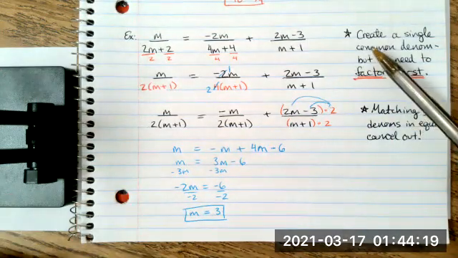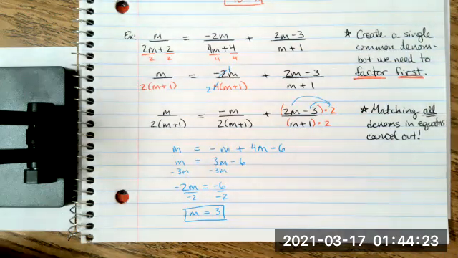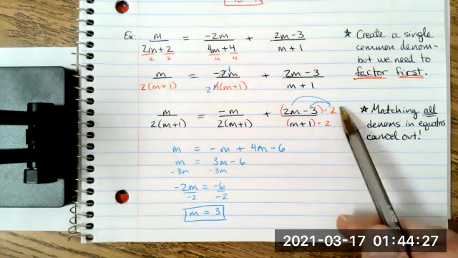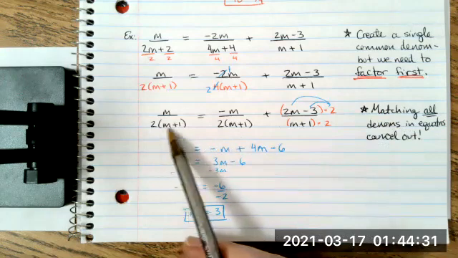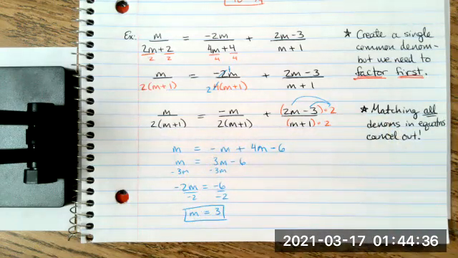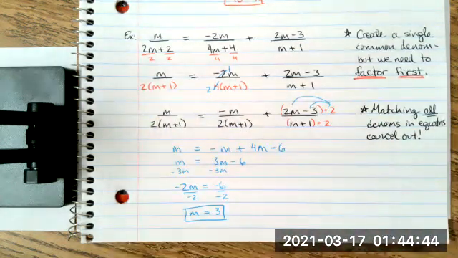So again, the process, create a single denominator. But we do need to factor first. The reason we had to factor first is we had to figure out what they need to be the same. Once we figured out what they need to be the same, 2 times m plus 1, 2 times m plus 1, 2 times m plus 1, then we can cancel out all those matching denominators. Once you've canceled out the matching denominators, it's all about solving the tops, solving those numerators.